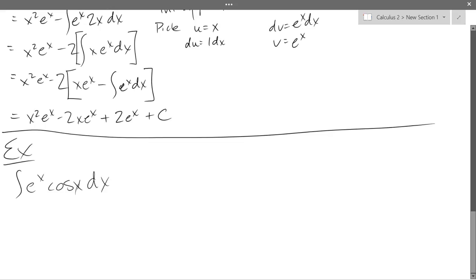So, for no good reason, let's just go with e to the x as u. And then dv is the leftovers, cos x dx. All right, so go ahead and finish off, get du, regular v, and then substitute all that stuff back in.